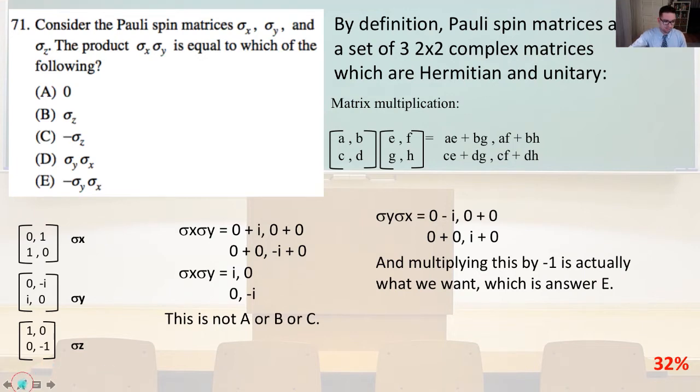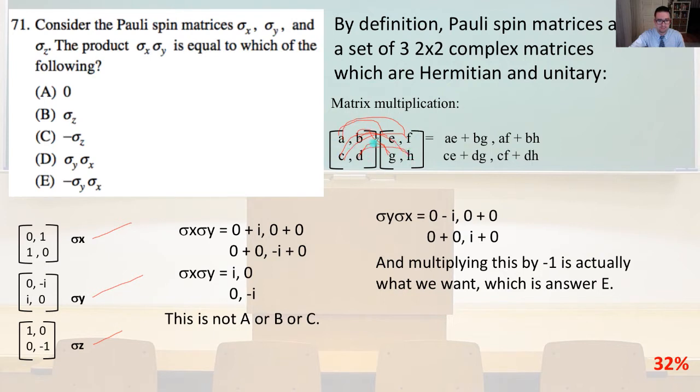So our Pauli spin matrices are going to be sigma x equals this, sigma y equals this, sigma z equals this. So sigma x, sigma y is going to equal, and let's do our matrix multiplication, which I've given a little cheat sheet above. So AE plus BG, this is how we do matrix multiplication. That's the top left. Top right is AF plus BH. Bottom left is CE plus DG, and bottom right is CF plus DH.